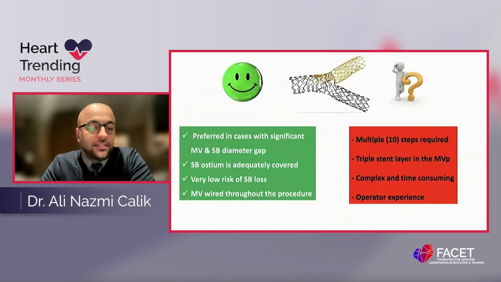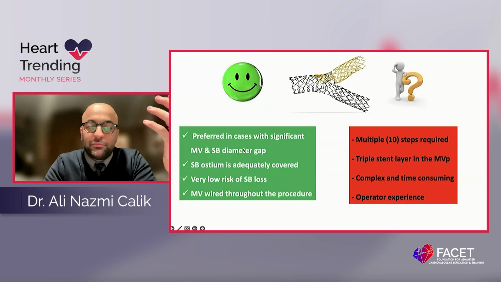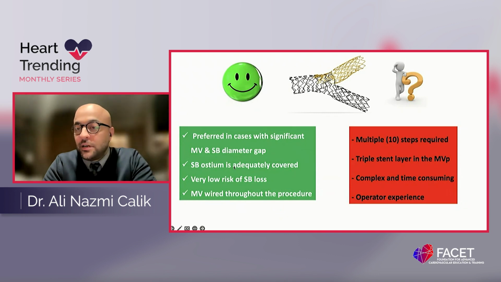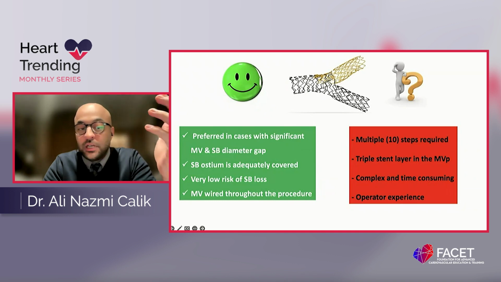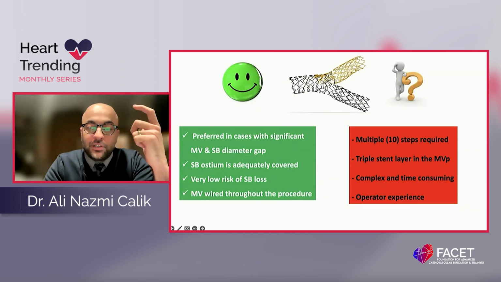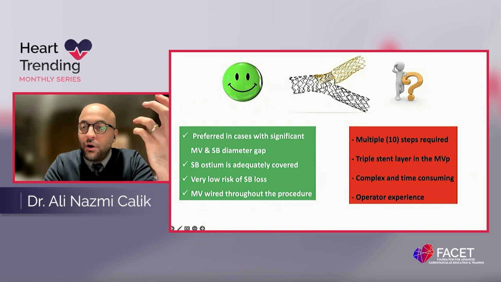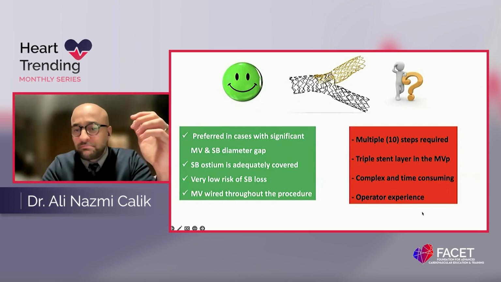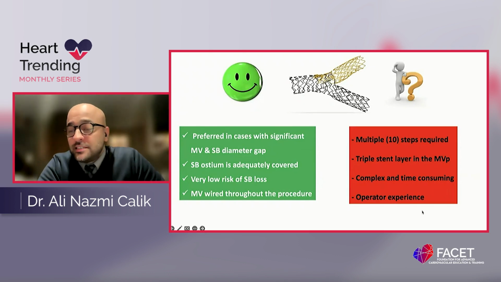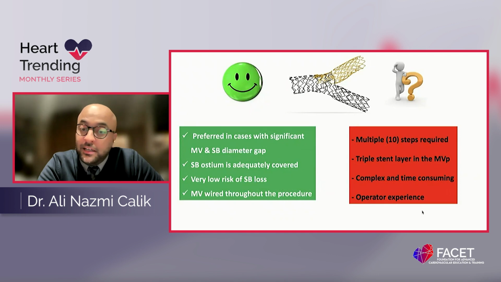So DK Crash has significant advantages. As I said, it is preferred in cases with a significant main vessel to side branch diameter gap. The ostium is adequately covered. There is no geographic miss. There is a very low risk of side branch loss throughout the procedure. And to me, the most reassuring part is that your main vessel is always wired throughout the procedure. You don't take this wire out or in. But of course, it necessitates significant operator experience. You have a triple layer of stent in the main vessel. It's complex, time consuming, and operator experience is really important when it comes to DK Crash.